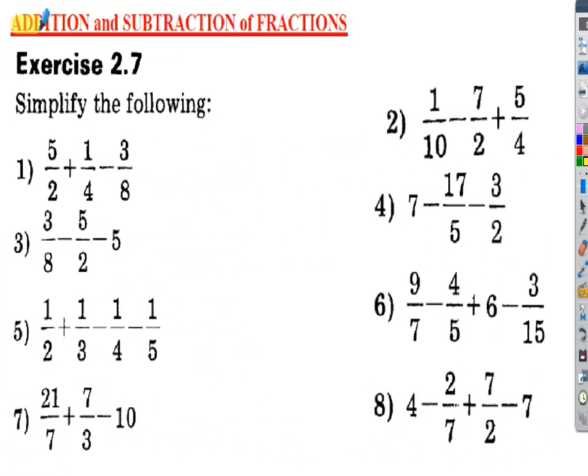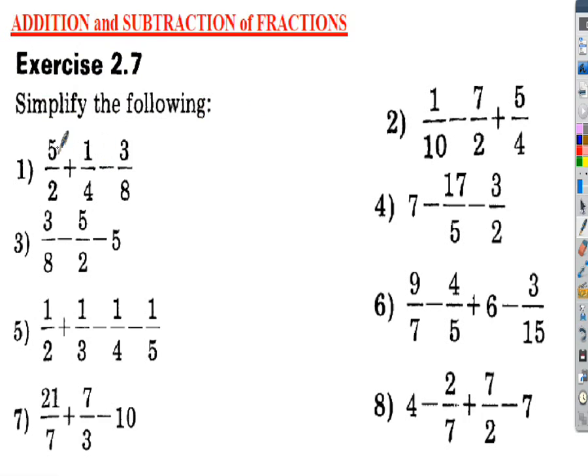Now we're going to consider addition and subtraction of fractions. Exercise 2.7, we're asked to simplify the following. The only thing that's different here is we've got the addition and the subtraction in the same question. So very similar process as in the previous questions. You just got to find the common denominator and then you add or subtract the numerators as the question states. I would encourage you to stop the presentation and attempt these questions. The answers are shown on the following slide and a few worded solutions also shown.